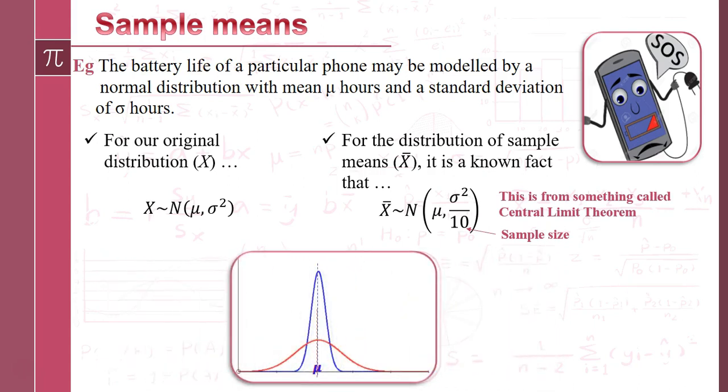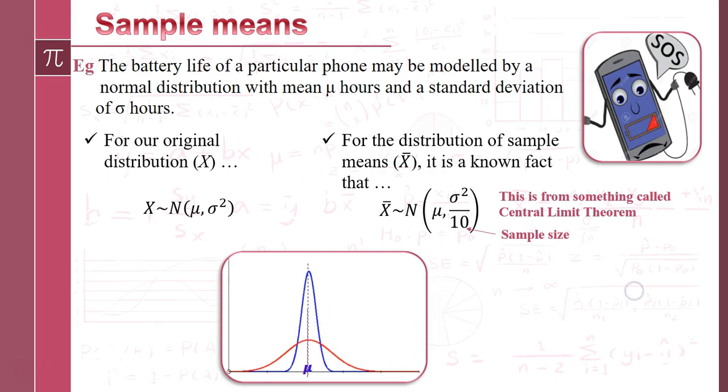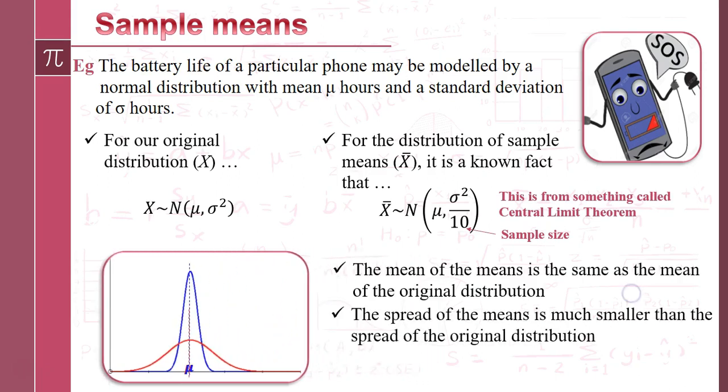So I'm going to put those two things on top of each other, and that's what we're looking at. The red one was our original distribution of all the phones, and the blue one is the distribution of those individual samples of 10. And I hope that's making some kind of sense. So, what are we saying?